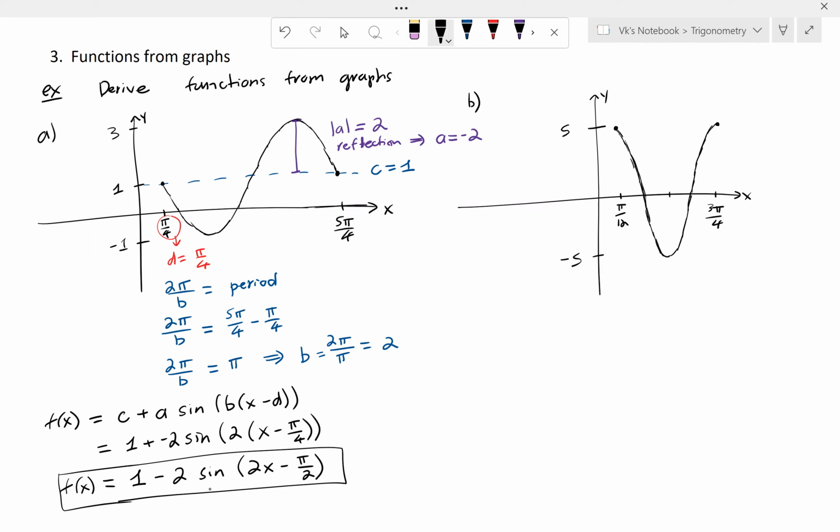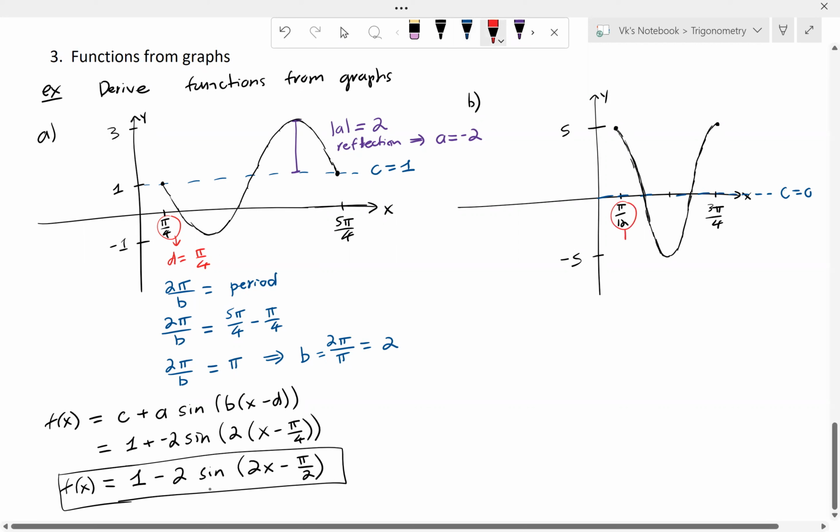Let's take a look at the second example. B. We have a graph. It looks like the graph of cosine. So do the same thing, right? Figure out the A, B, C, D. Look at the middle of the graph. So this tells us that C equal to 0. There's a little shift in here to the right by pi over 12. D is pi over 12.